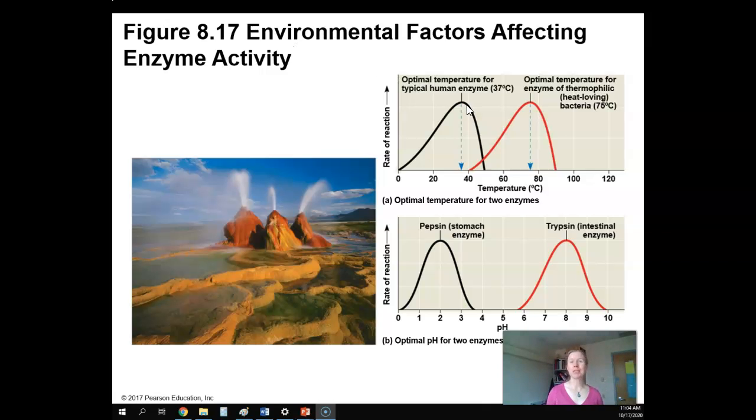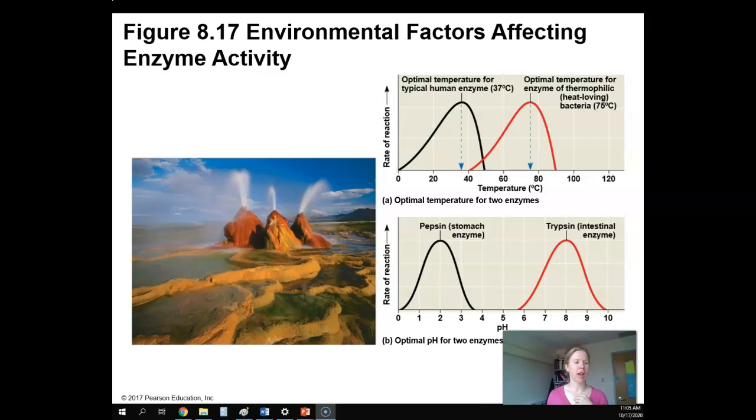And so human enzymes work best at 37 degrees Celsius, which is body temperature, like 98.6. But there are some bacteria that live in hot springs where their optimal temperature is all the way up here at like 75 degrees Celsius. We would be absolutely dead at 60, even at 45 Celsius we're pretty much done, right? So pretty interesting that we can have enzymes that work in such different environments.